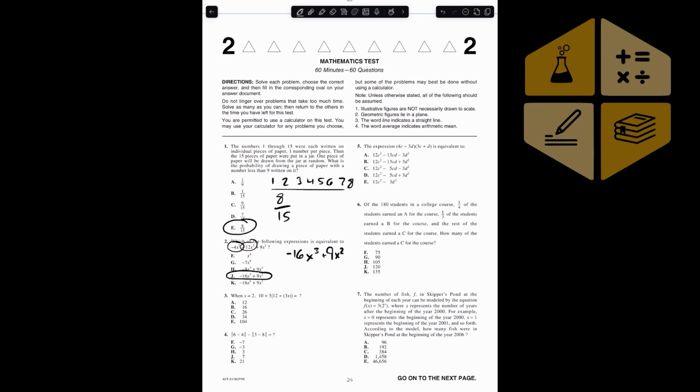Number 3: it says when x equals 2, 10 plus 3 times 12 divided by 3x equals what?